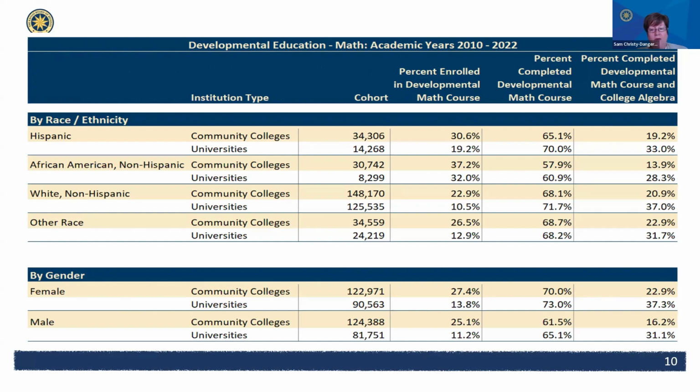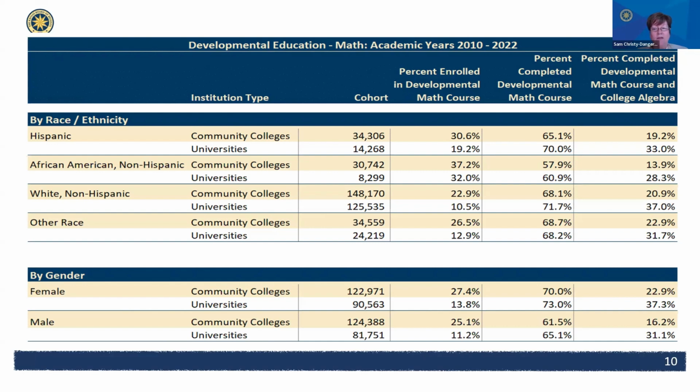Comparing whites to African Americans at community colleges, almost 21% of whites successfully completed both courses. But for African Americans, you can see not quite 14% successfully completed both courses. And for Hispanics, only about 19%. So we're really hoping to improve all completion rates and also close that performance gap through these initiatives.